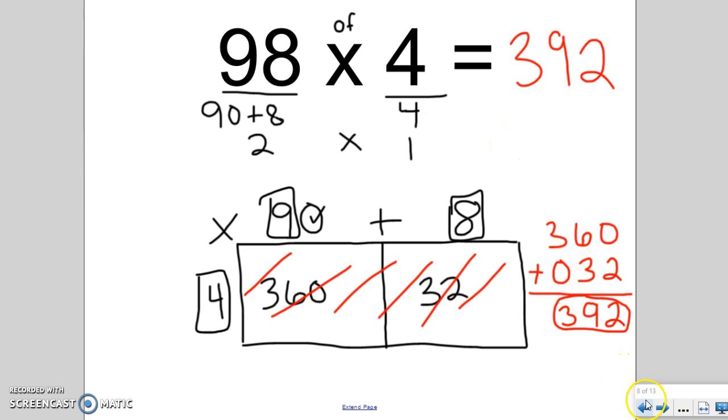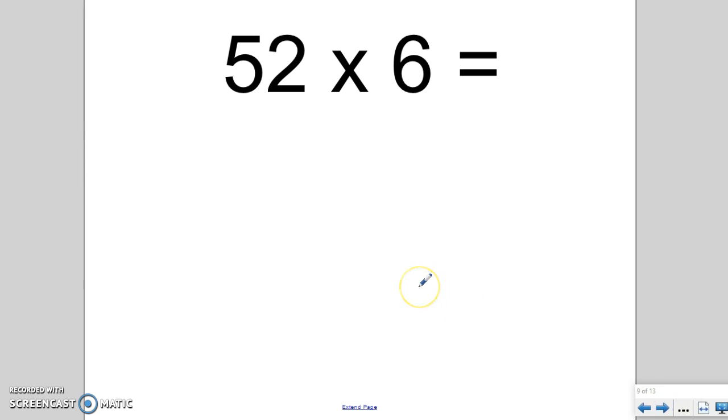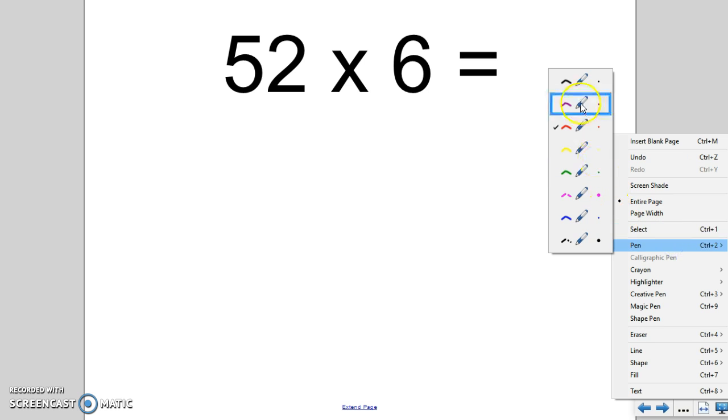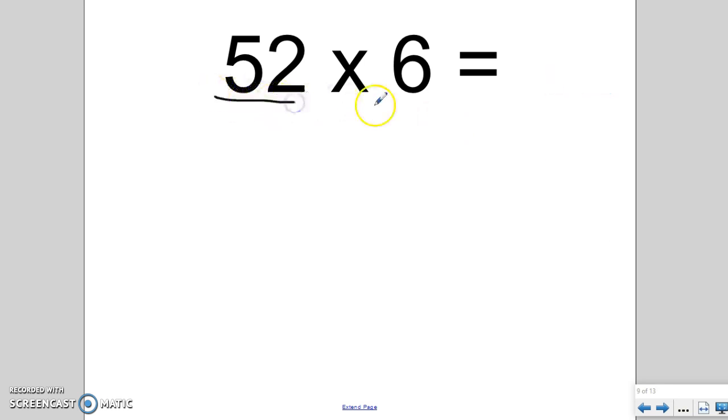Seems like a lot of work. I'm going to work through it a little bit faster this time. So if you take a look, this time I'm dealing with 52 times 6. So I need to be able to put numbers in expanded form. 52 is made up of 50 plus 2, and 6 is just made up of 6.